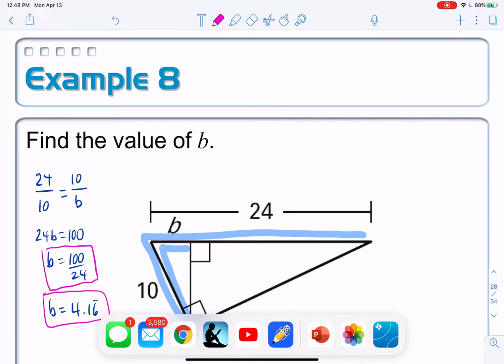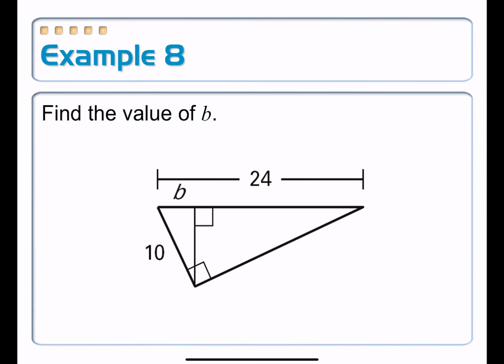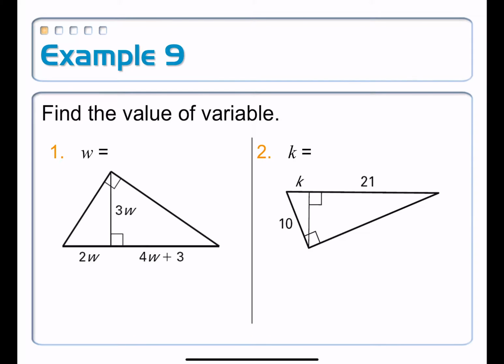Before I leave you, I would like for you to give 2 of these a try. Find the value of the variable in each one of these cases. You're not going to find the solution to each one of these in this particular video. I would like for you to try these on your own and then go to the next video where I work them out with you step by step.